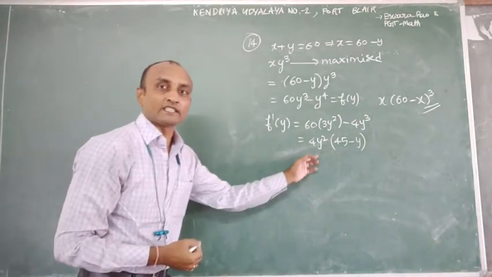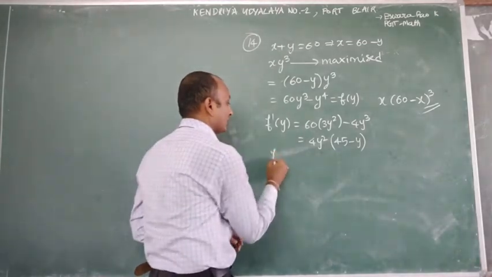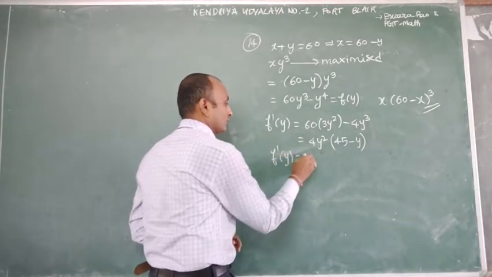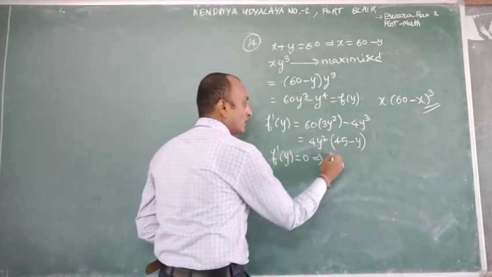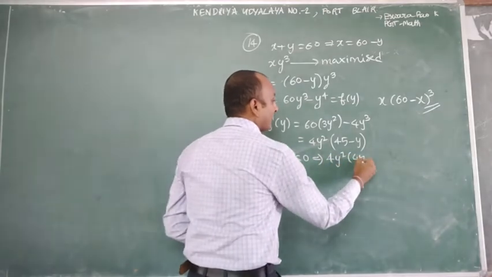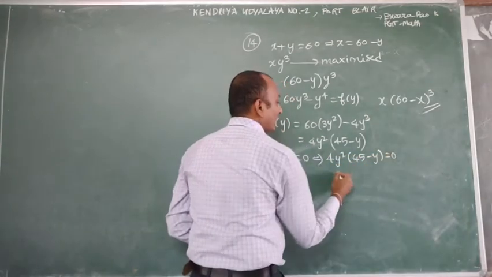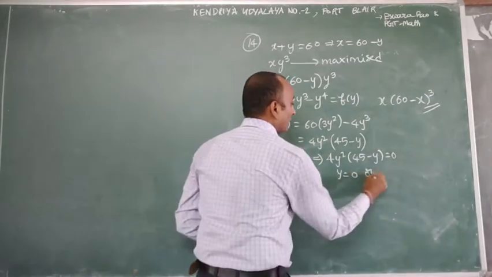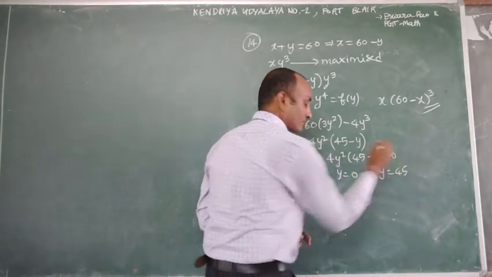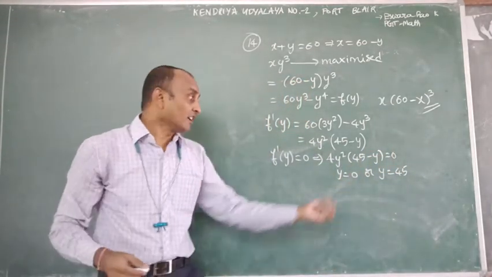So after taking 4y square common, we get it, right. So first derivative test: according to that, you take f dash of y equal to 0. 4y square into (45 minus y) is equal to 0. So I can take y is equal to 0 or y is equal to 45. Now try to understand. I can't take y equal to 0.